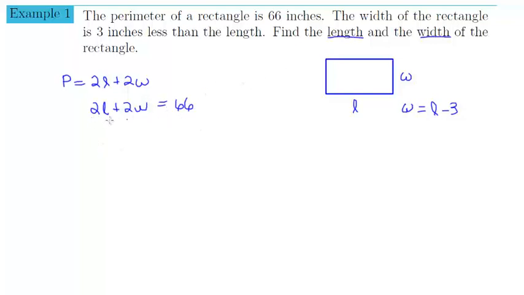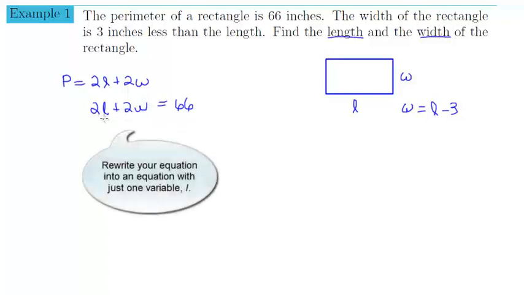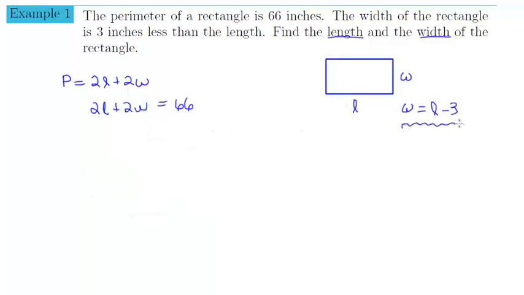In order to solve our equation over here, what we'd like to do is get a single variable. Right now we have the L and the W. But we can now use this little relationship over here to replace our W with L minus 3 in this equation, and then that will make an equation with just one variable. So let me do that. In place of the W, we're going to replace it with the formula or the expression L minus 3. So let's do that.